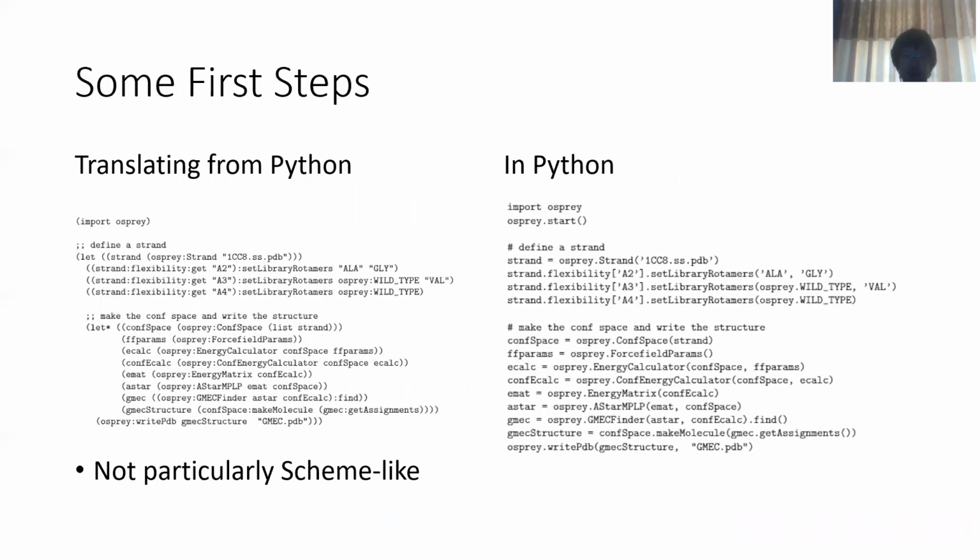Some first steps to testing out this interface: we wanted to translate some Python scripts into Scheme and test out if all of the wrappers are functional. On the left, you can see some code written in Scheme, translated from Python. You can notice that this code isn't particularly Scheme-like. If you look at the right, we have the same code in Python. Between those two code segments, they're pretty much identical, other than syntax. We don't really take any advantage of what Scheme has to offer.